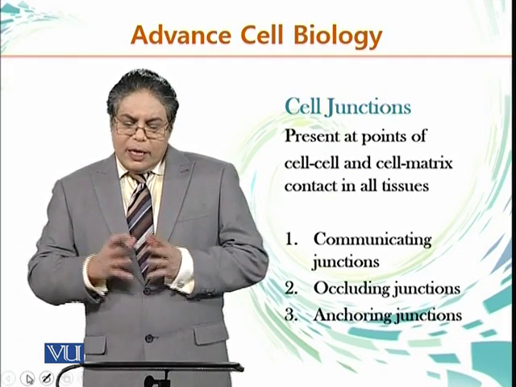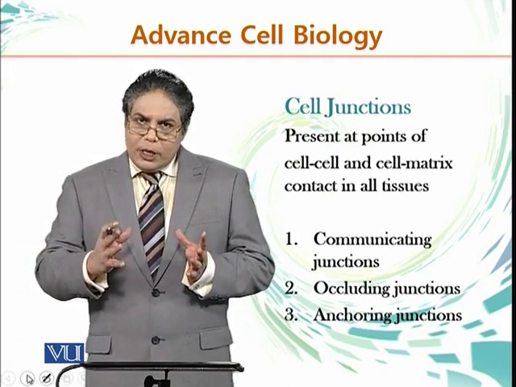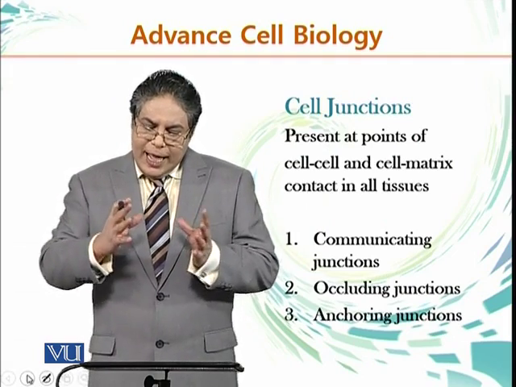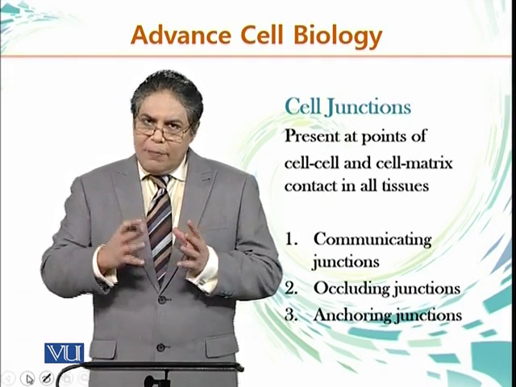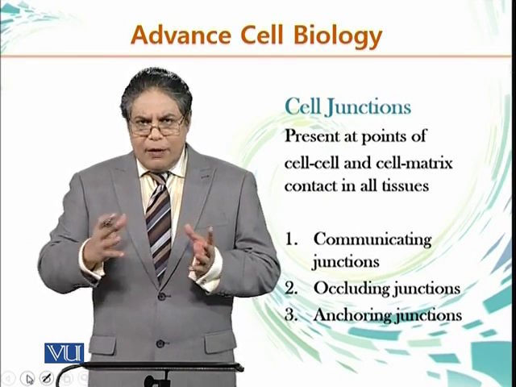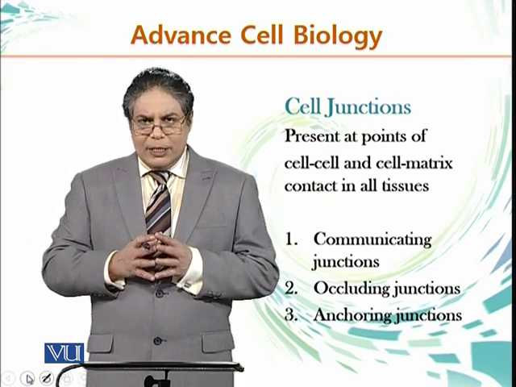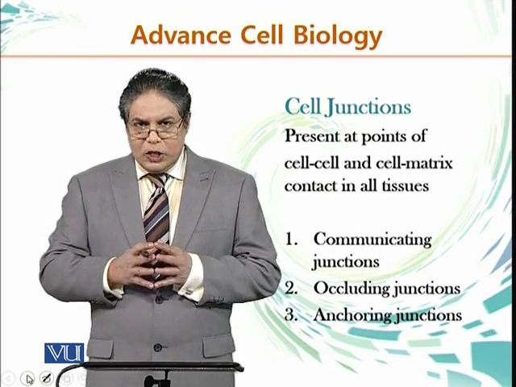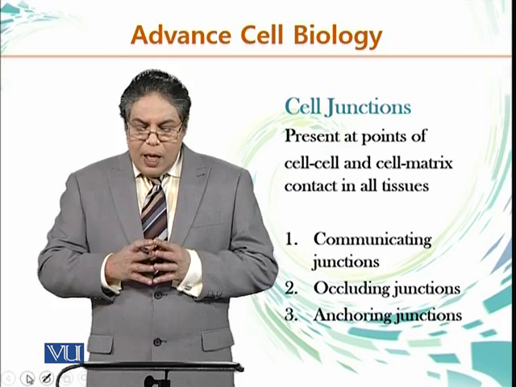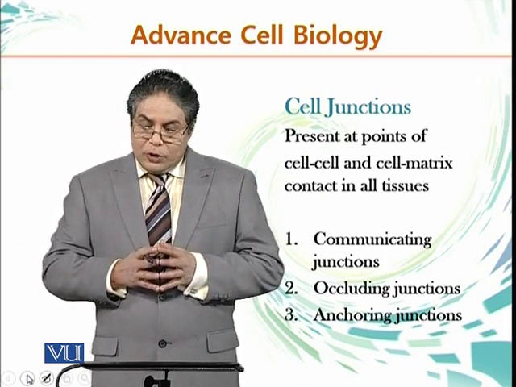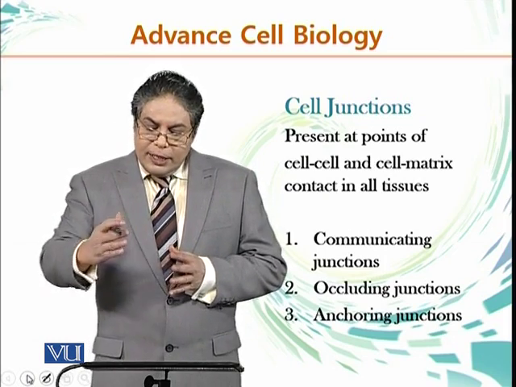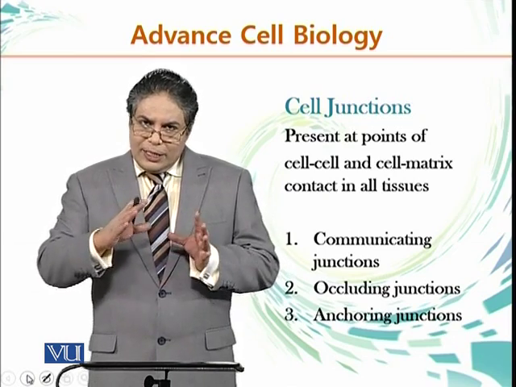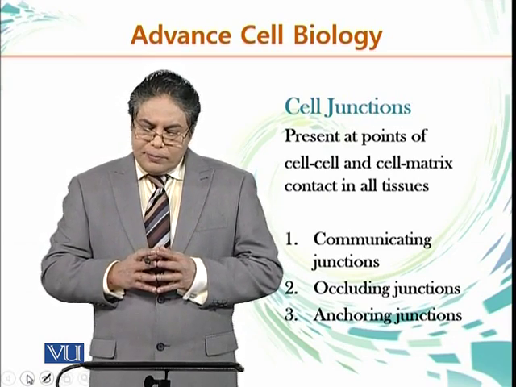Cell junctions are present at points of cell-cell contact and cell-matrix contact in basically all tissues. There are a few exceptions. For example, blood cells, RBCs, don't make cell junctions when they're mature. There are some other examples also of cells. These cell junctions can be categorized into three different groups.